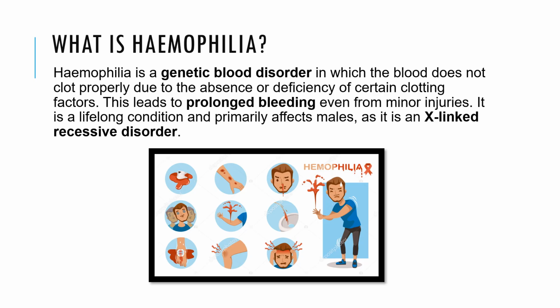So first we should know what hemophilia is. Hemophilia is a genetic disorder where the blood does not clot properly due to the absence or deficiency of certain clotting factors. Okay, so what are the clotting factors which are affected? We will read in the coming slides. This leads to prolonged bleeding even when minor injuries are there, and it is a lifelong condition.